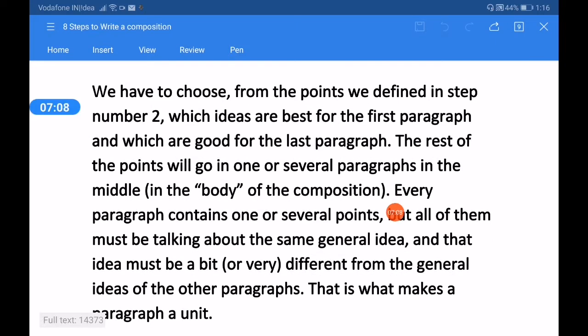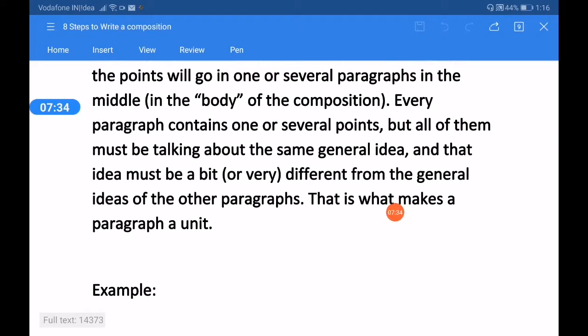Further, we have to choose from the points we defined in step number 2 which ideas are best for the first paragraph and which are good for the last paragraph. The rest of the points will go in one or several paragraphs in the middle, in the body of the composition. Every paragraph contains one or several points, but all of them must be talking about the same general idea, and that idea must be very different from the general ideas of the other paragraphs. That is what makes a paragraph a unit.